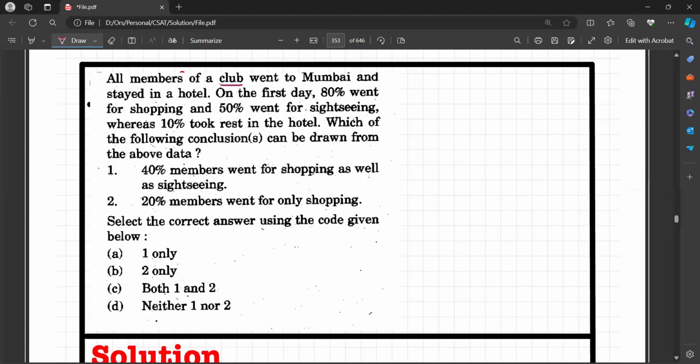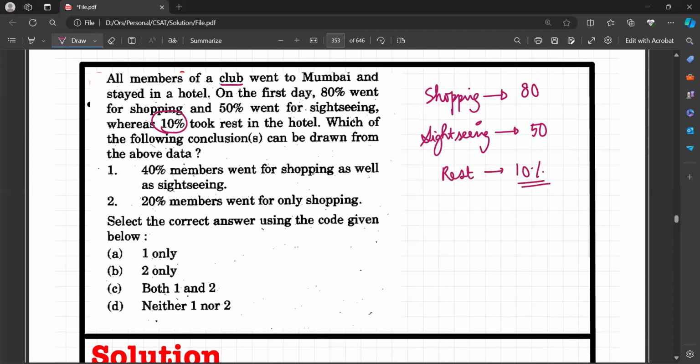All members of a club went to Mumbai and stayed in a hotel. On the first day, 80% went for shopping. So, how many went for shopping? 80%. So, if I assume the total number of people to be 100, then 80 people went for shopping. How many went for sightseeing? 50. Whereas 10% took rest in the hotel. How many took rest? 10%.